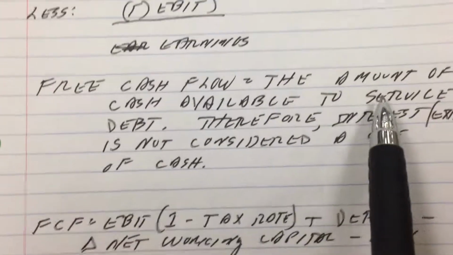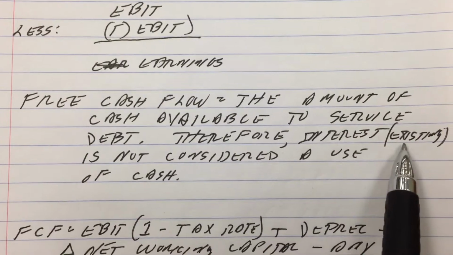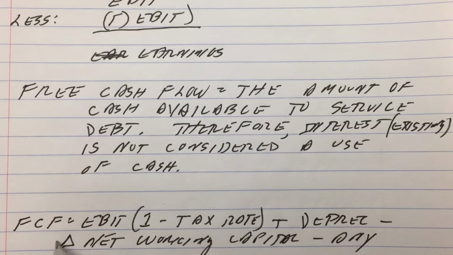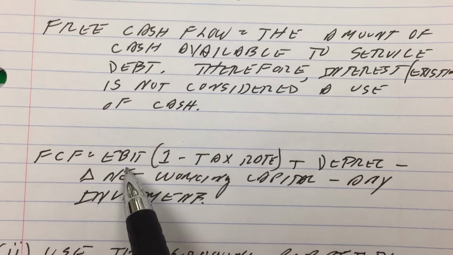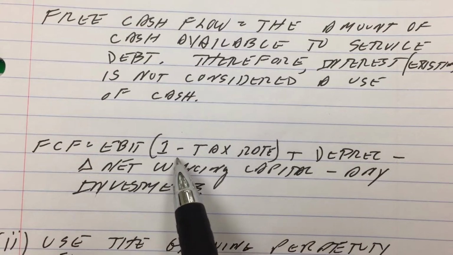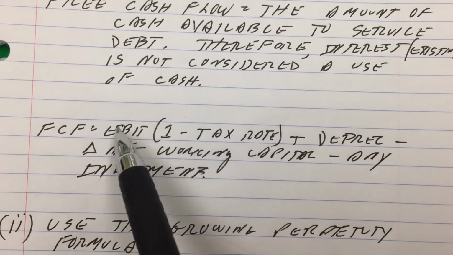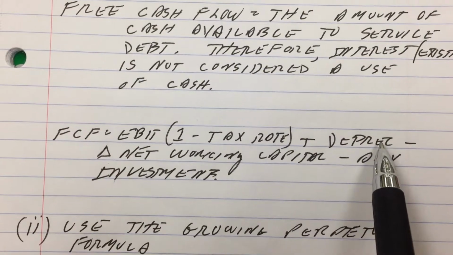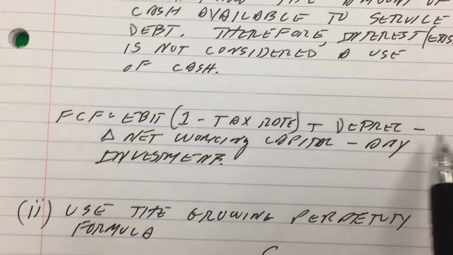And free cash flow, as a reminder, is the amount of cash available to generally service debt. Therefore, existing interest is not considered a use of cash. Free cash flow is defined as EBIT, earnings before interest and taxes, multiplied by 1 minus the tax rate. We're going to add back to that, which would give us essentially net income, any depreciation, which has been taken out since it's a non-cash item. If there were any amortization, we would also add that back since it's a non-cash item.